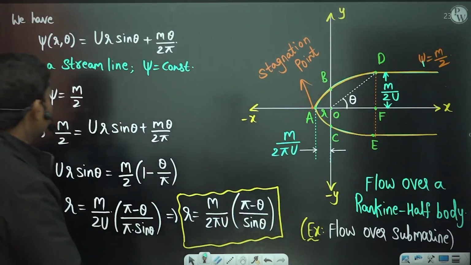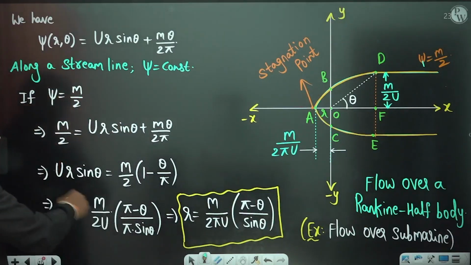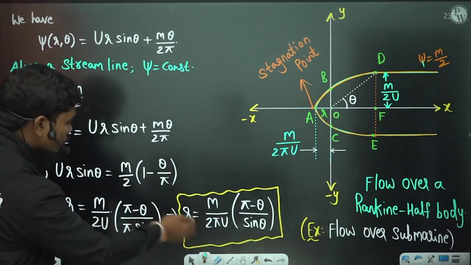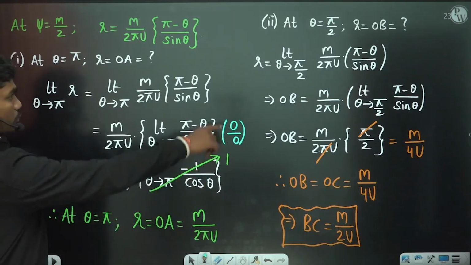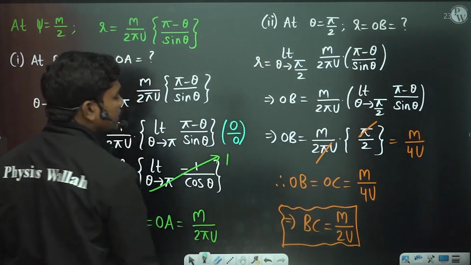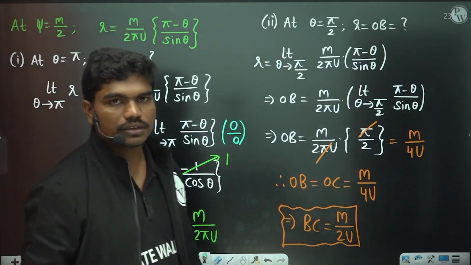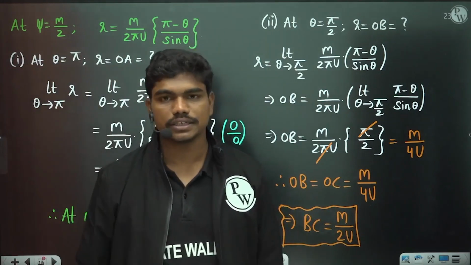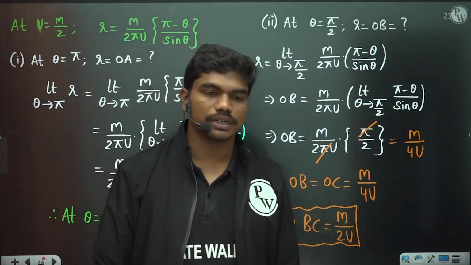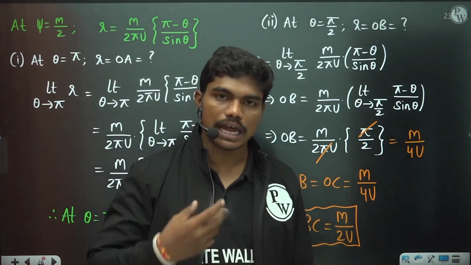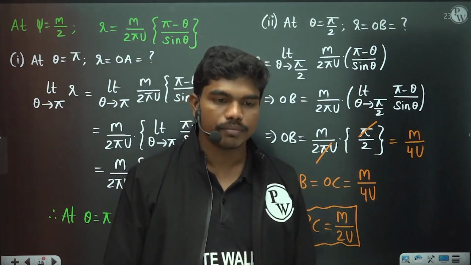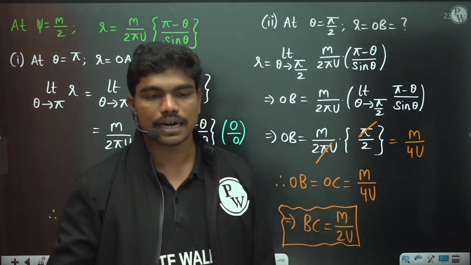If you know the stream function, at psi equal to m by 2, basically you do these 3-4 lines, whatever is in between. Then you put theta equal to pi by 2, that's it, you will get the answer. So this is what they asked in the last or maybe the year before last, I don't remember exactly, but something like this. Once you know the stream function, you generate the expression for r, then calculate at whatever angle you want, by calculating at that limit.